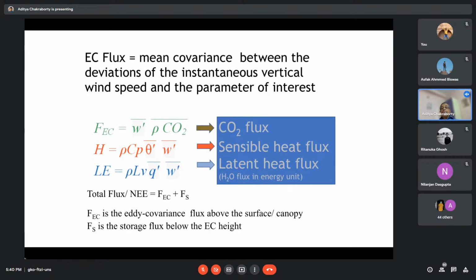And the measurement of this storage flux requires different kinds of instrumentation, which is not always possible. So for that reason, in most of the cases, storage flux is not measured. Though for accurate measurements, ideally it should be measured, because of technical problems and other logistical problems, FS is not measured. So in most cases, only the eddy-driven flux is measured. And so whatever we measure is actually a slight underestimation of the carbon fluxes that is actually available in nature.